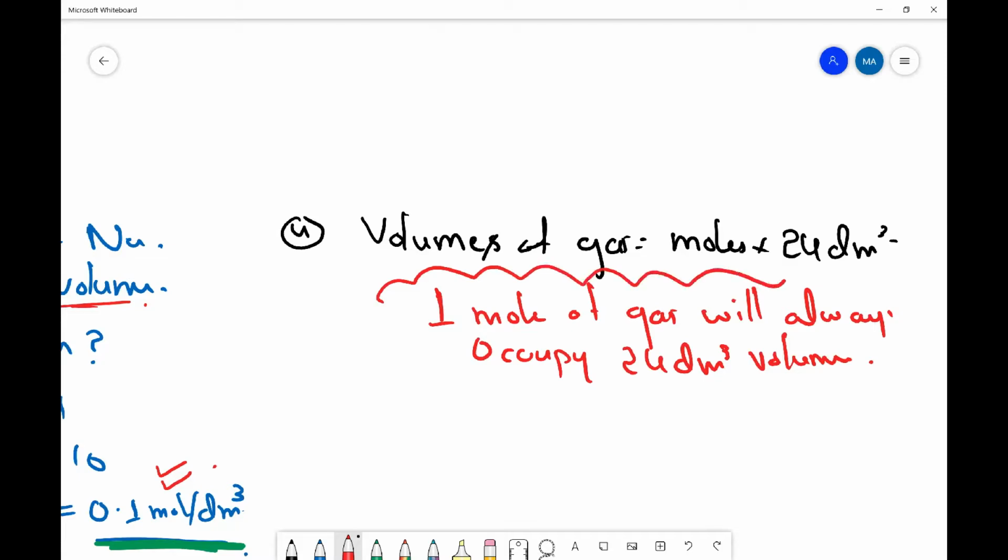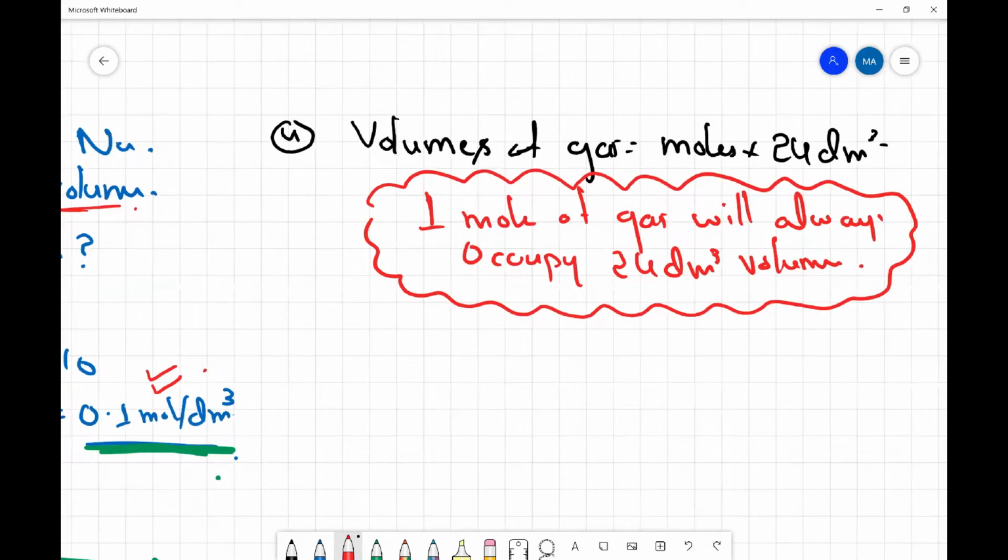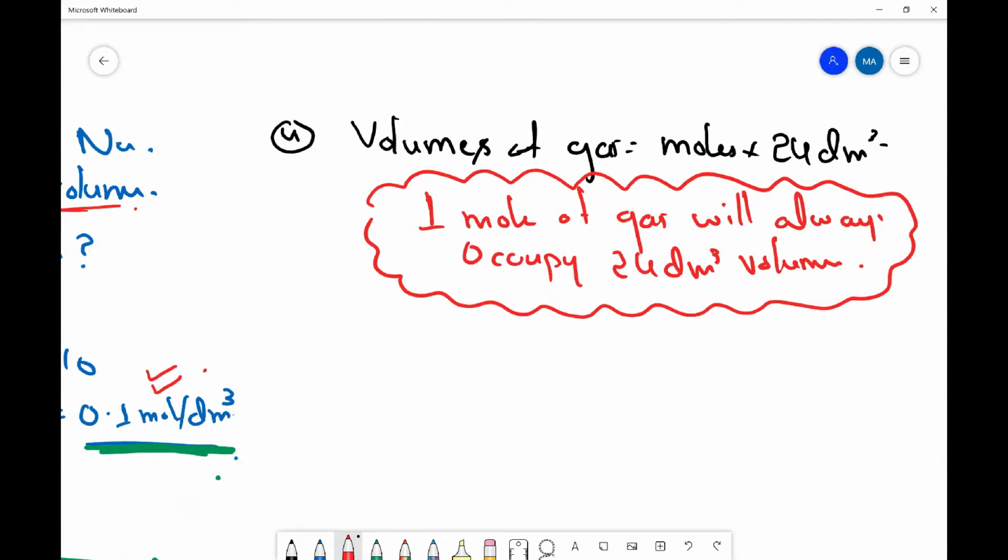This is a fact. And you might see a lot of questions based on this fact as well. A lot of MCQs in your exam paper. You will be asked to state the volume of 1 mole of gas. Any gas that exists in 1 mole quantity will always have a volume of 24 dm cube. Now, using this fact, we have established a formula here that volume of gas is equal to moles times 24 dm cube.